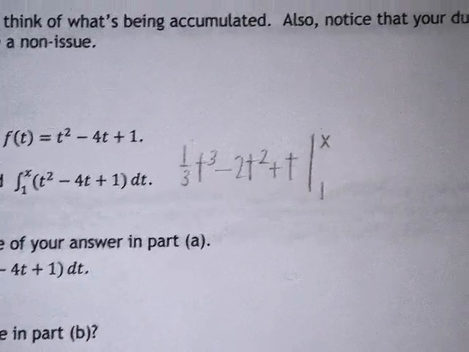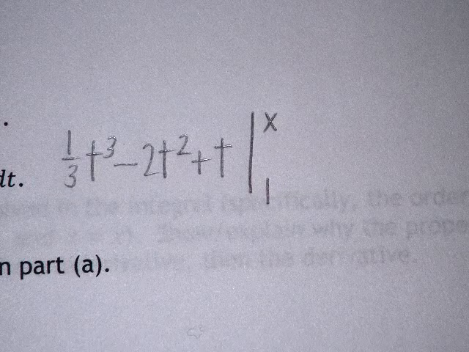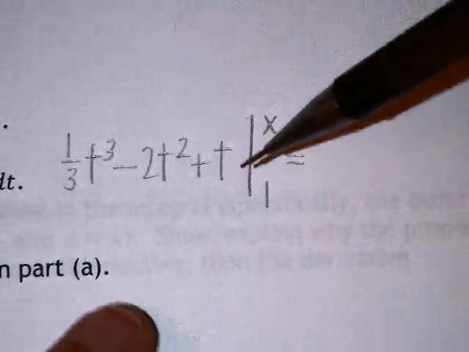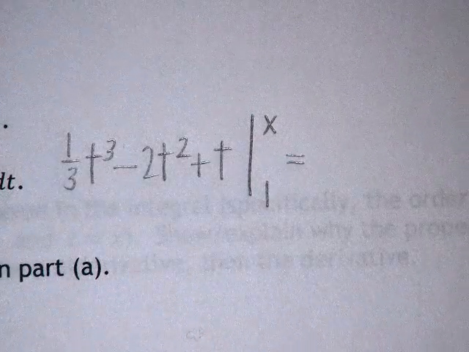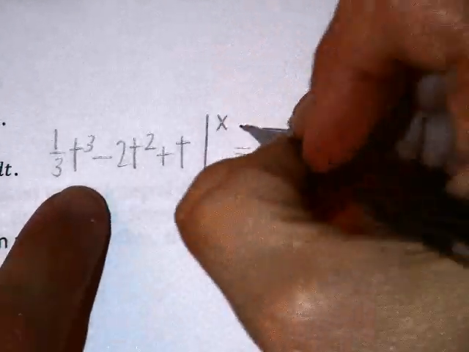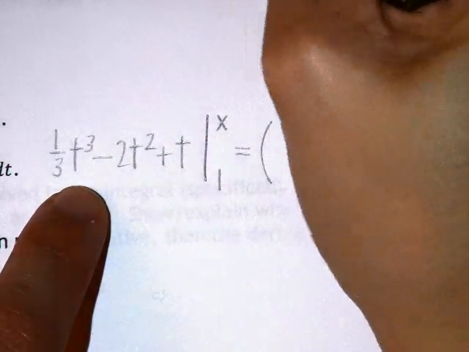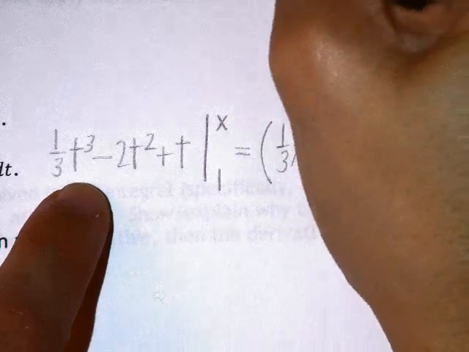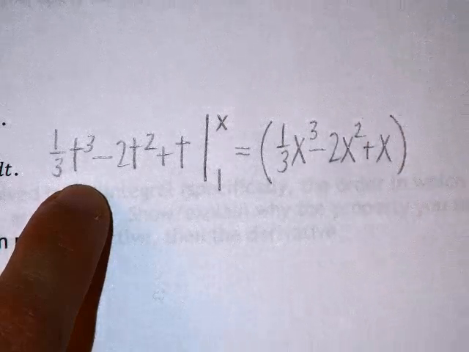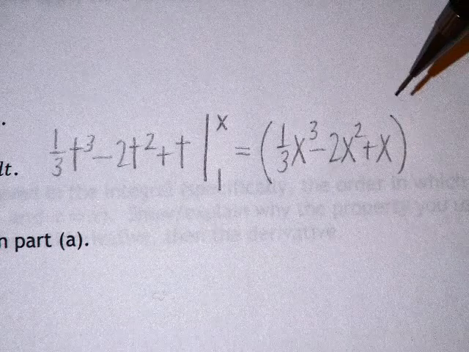Step 2 of the fundamental theorem is to do the plugging in part. So this is where I'm going to plug in my upper and lower limits. Usually to do that we just write equals, and then we show that step either underneath or to the right of wherever we wrote this antiderivative out. So I'm going to start with the upper limit. We always start with the upper limit and plug that in. So I'm going to have 1/3 x cubed minus 2x squared plus x. I'm really just plugging in x for t, so it almost feels like a superficial step, but here we are.